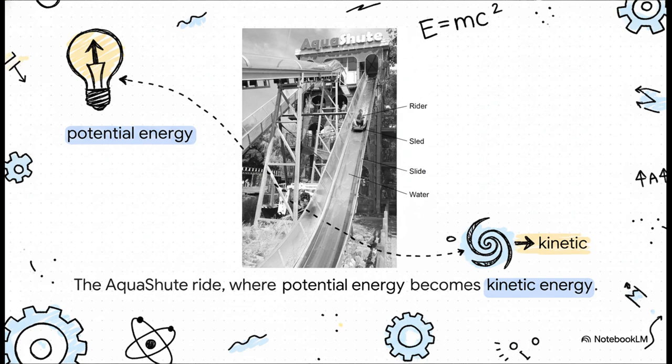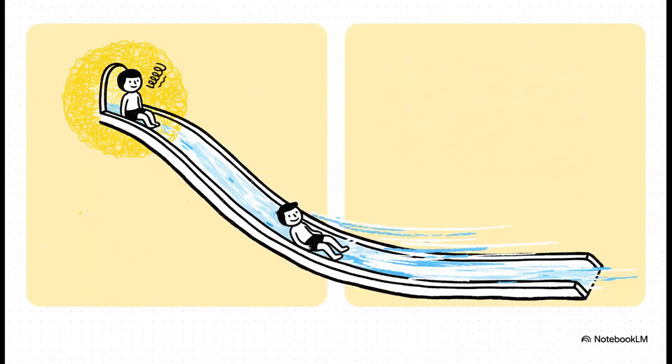Every single person who goes down this slide is demonstrating a core principle of the universe, the conservation of energy. At the very top of the slide, a rider is full of what's called gravitational potential energy. It's basically stored up energy they have because of their height. The moment they push off, that stored energy starts converting into kinetic energy. That's the energy of motion. To put it simply, the higher you start, the faster you're going to go.